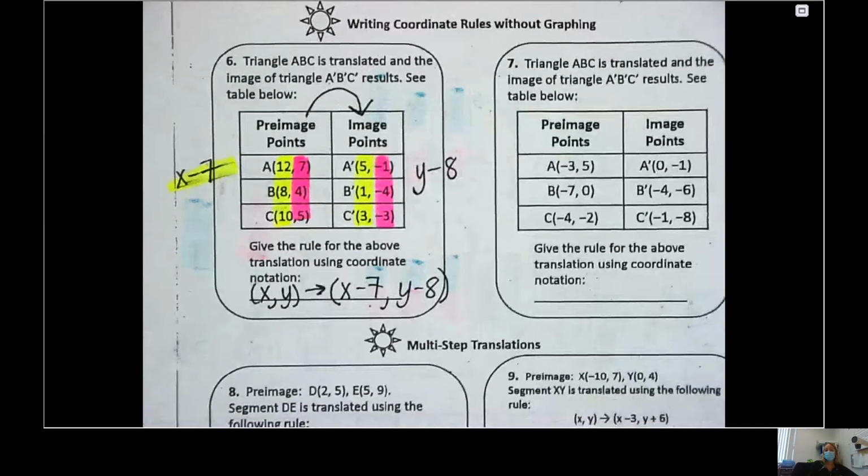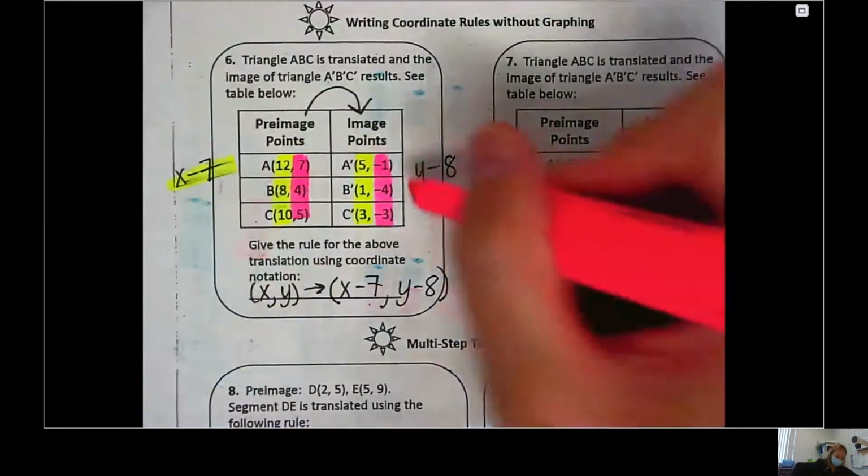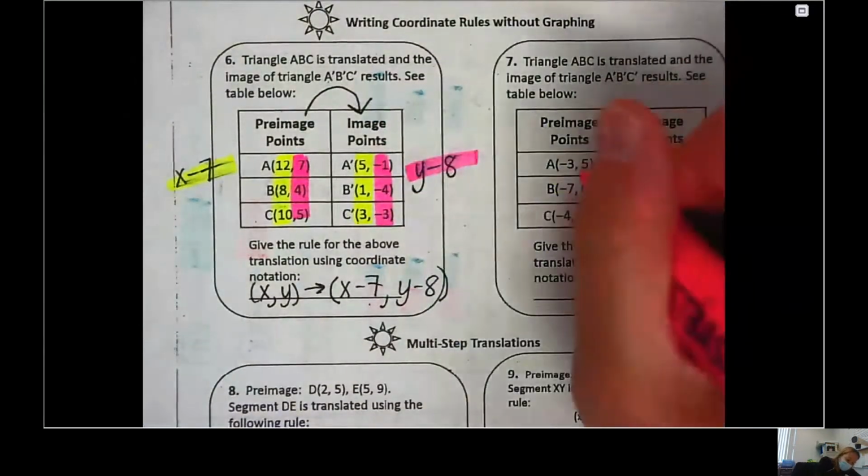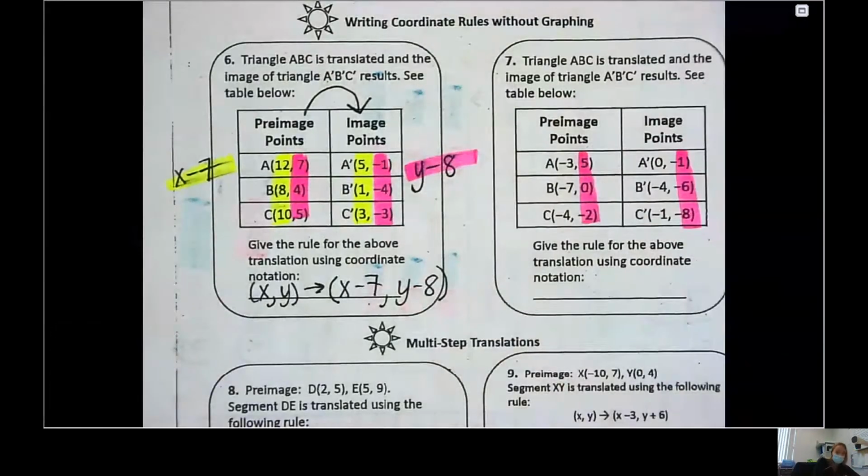Do you think you can do number 7? Yes? Yeah. Give number 7 a try. Let's see if we come up with the same thing.